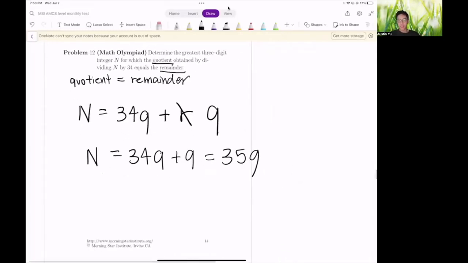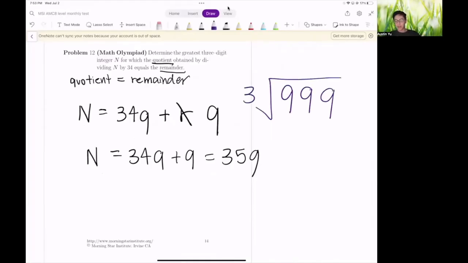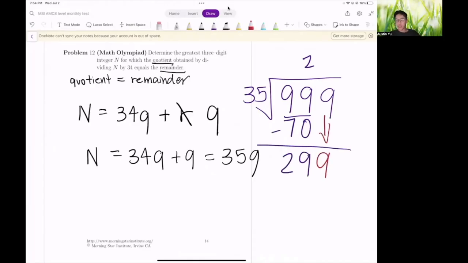So now let's see what number satisfies that equation. The greatest three-digit number is 999. And let's divide that by 35. How many times does 35 go into 99? Well, that's just 2 times, right? 2 times 35 is 70. So we subtract 70 from 99. This gives us 29. And let's drop down the 9 here, which gives us 299.